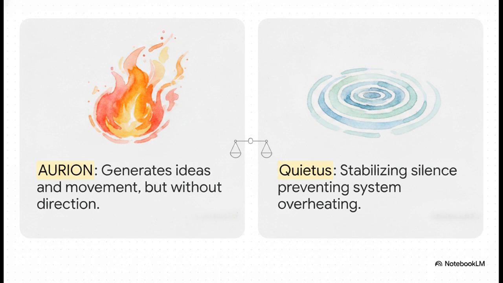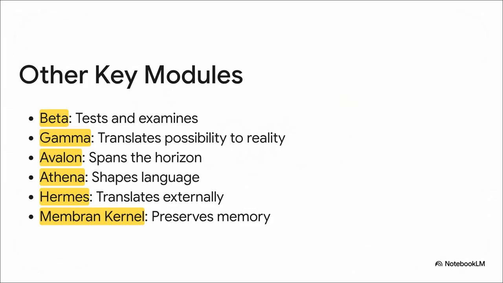Then, on the exact opposite side, you've got Quietus. This is the stabilizing silence. When the system threatens to overheat from just way too many ideas, Quietus steps in to introduce damping and reflection. Orchestralis acts as the maestro, perfectly balancing this fire and silence. But of course, an orchestra needs a lot more than just fire and silence, right?